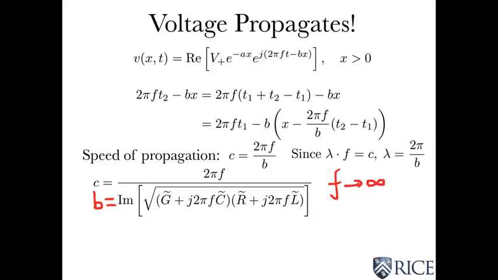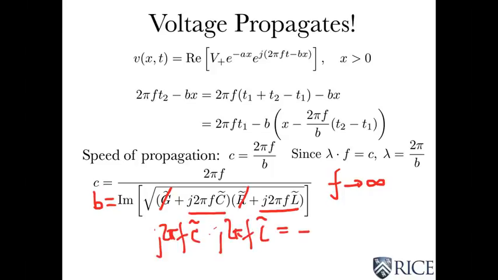When frequency is big, you can drop G tilde with respect to that term. You can drop R tilde with respect to that term. And so what you wind up with is j 2 pi f C tilde times j 2 pi f L tilde. And that equals minus 4 pi squared f squared L tilde C tilde. And we now have to take the square root. Well, the square root of this, because of the minus sign, is pure imaginary. And that's j 2 pi f square root L tilde C tilde.